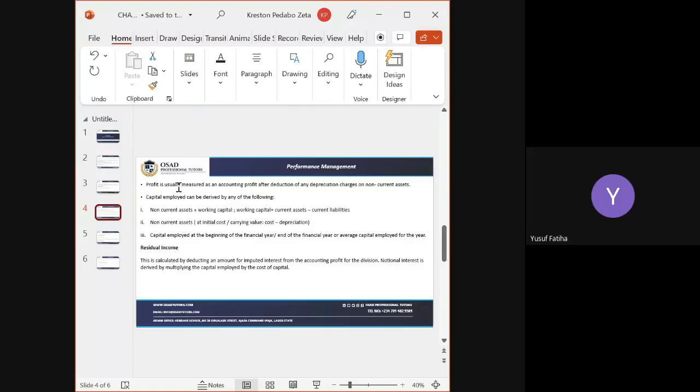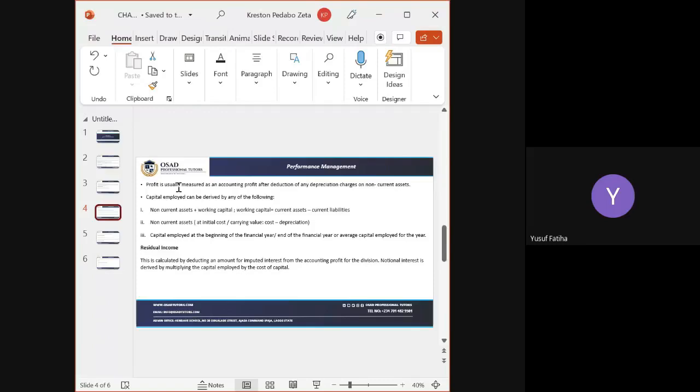If the information spans over a period of time, it is going to be carrying value. But if it is only for a short period of time, it is going to be at initial cost. It's just going to be simply the amount you invested in it.